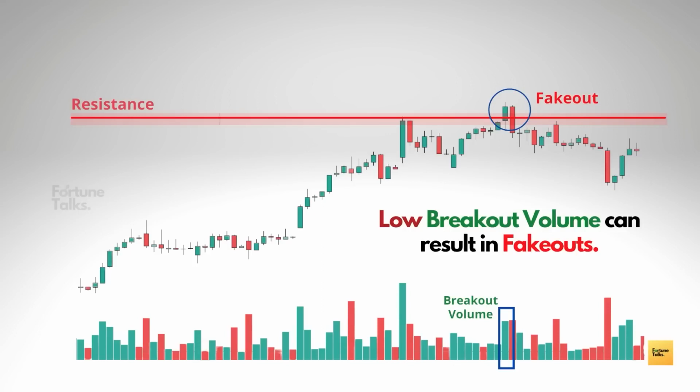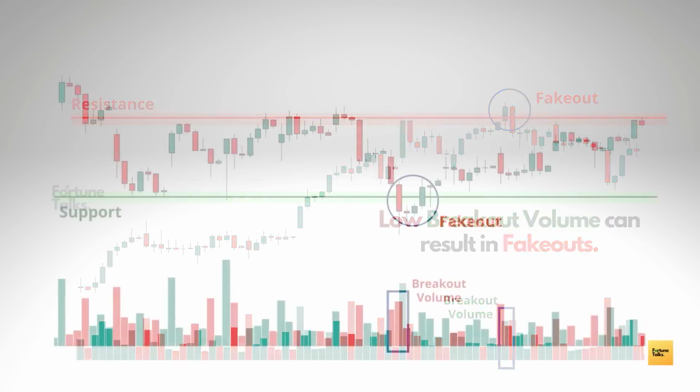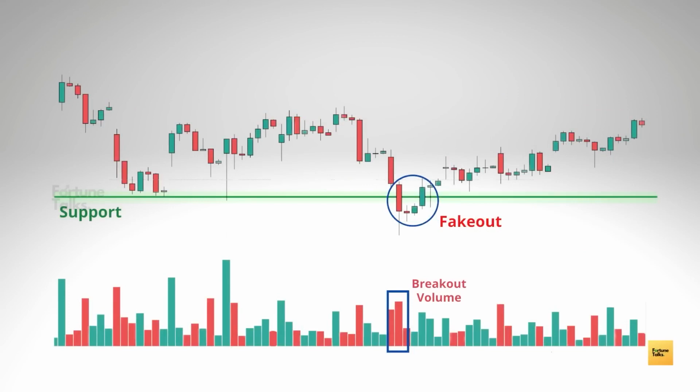In case we are talking about an upside breakout, if it fails, the price will fall back below the resistance level. And in case of a downside breakout of a support, often called a breakdown, if it fails, the price will rally back above the support level.